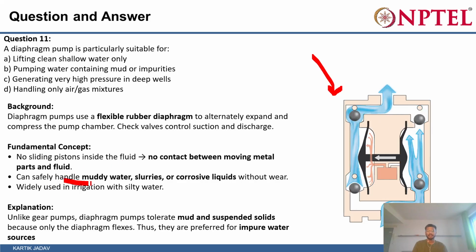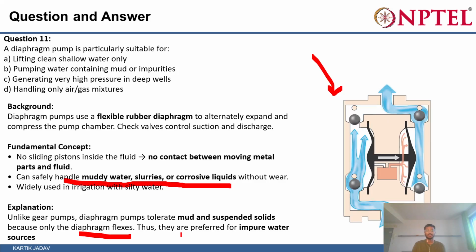and no contact between moving metal parts. Also, it can safely handle muddy water, slurries, and corrosive liquids without wear, and is widely used in irrigation. So, unlike the gear pumps, diaphragm pumps tolerate some mud and suspended solids because only the diaphragm flexes, right? They are preferred for impure water sources.